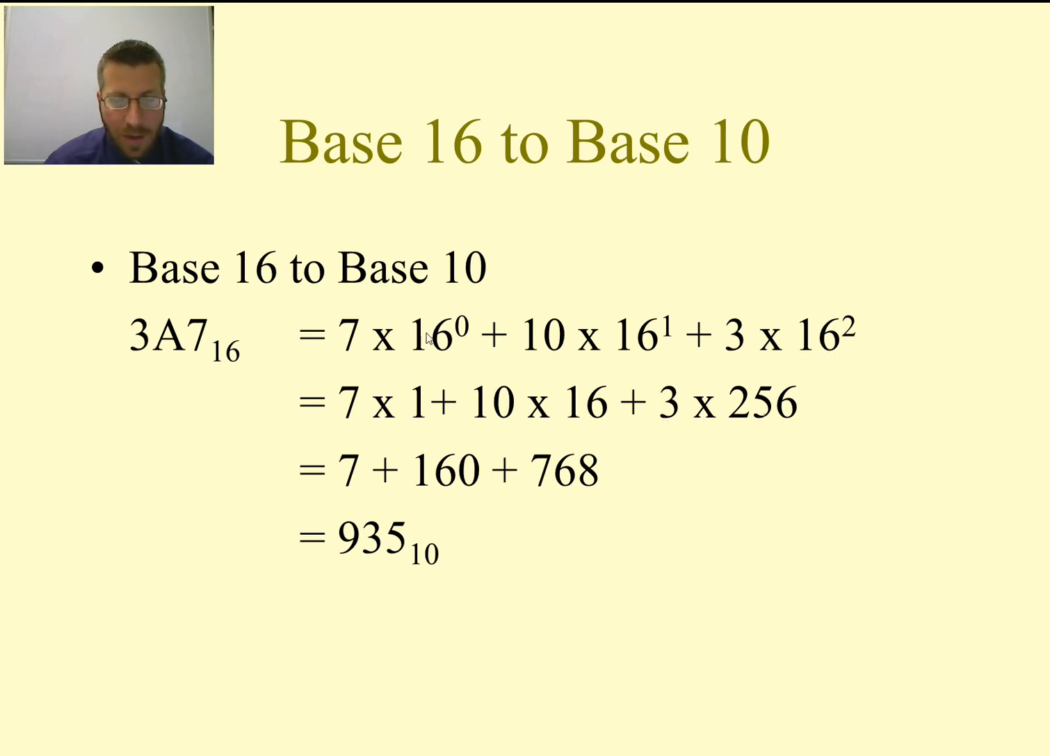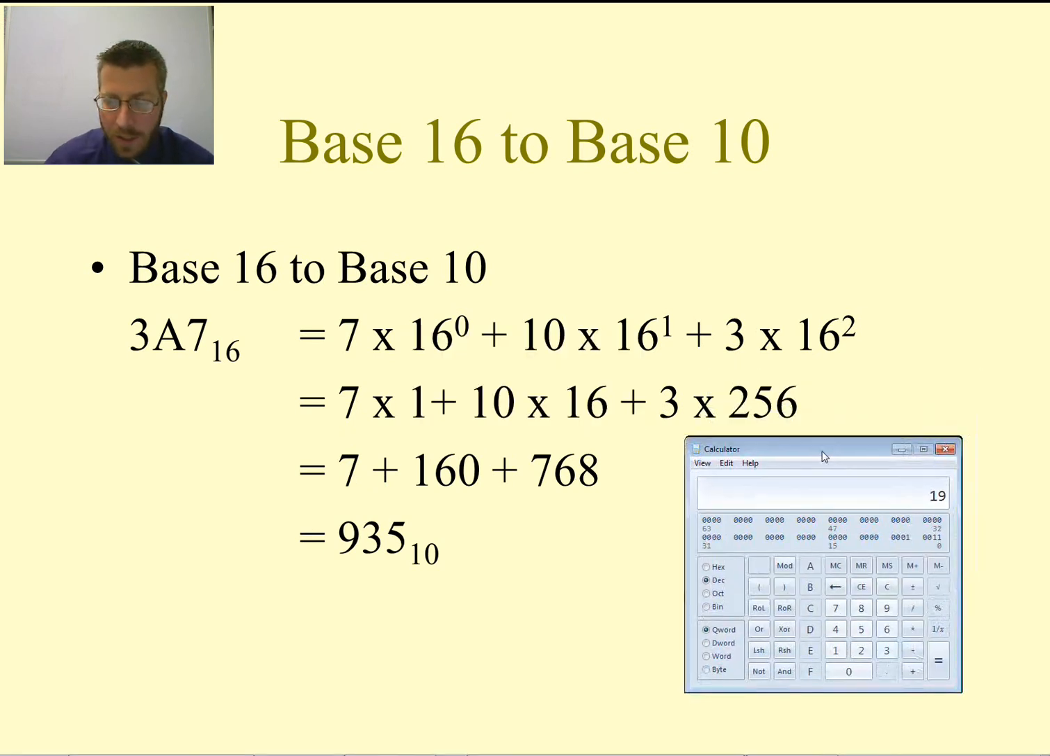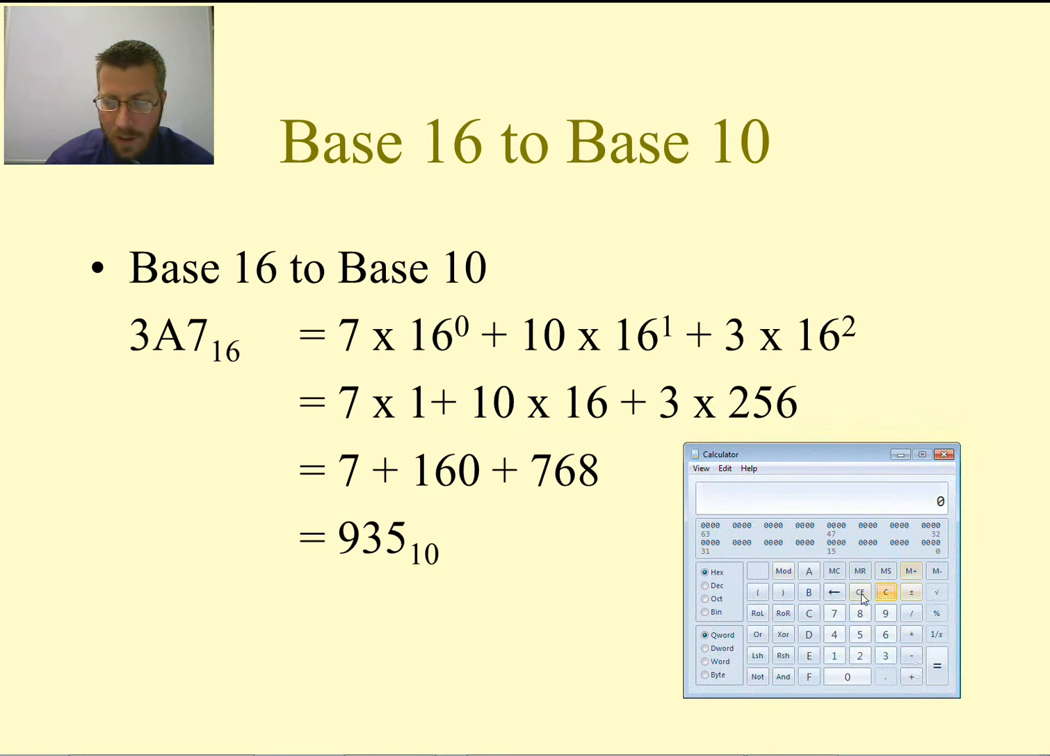I copied down right below here, 16 to the 0 is a 1, 16 to the 1 is a 16, and 16 to the 2 is 256. Multiply those out, I get a 7 plus 160 plus 768. We add those up, and you get 935. Let's go ahead and verify that. So come to our hexadecimal button on our calculator, type in 3A7, click the decimal button, and you see that it converts it to the base 10 number 935.